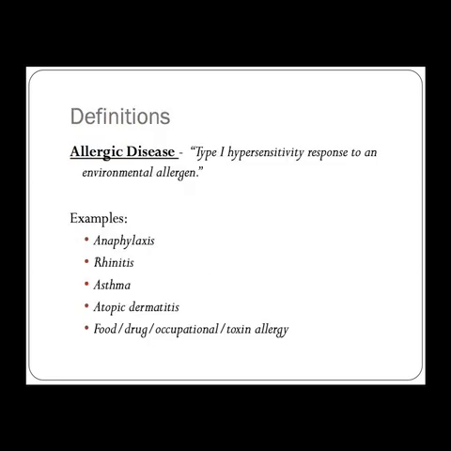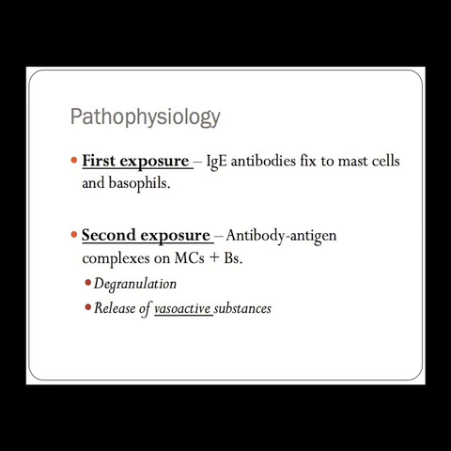So firstly, some basic definitions. Allergic disease may be defined as the development of a type 1 hypersensitivity response to environmental allergens, and it includes a wide array of different conditions. Just going through them, these include emergency conditions such as anaphylaxis, as well as non-emergency things such as rhinitis, asthma, atopic dermatitis, food allergy, drug allergies, occupational allergies, and toxin allergies such as bee sting. It's important to understand type 1 hypersensitivity, as this mediates all of these conditions.